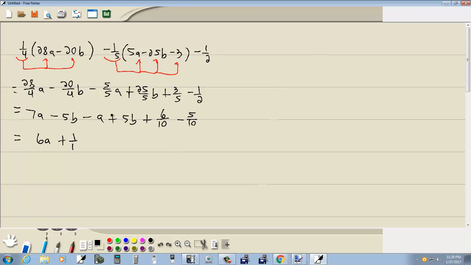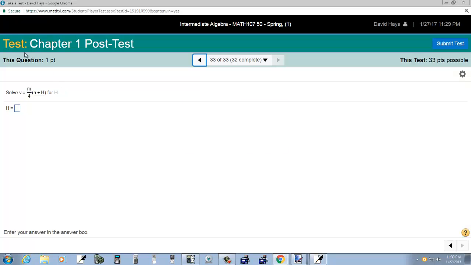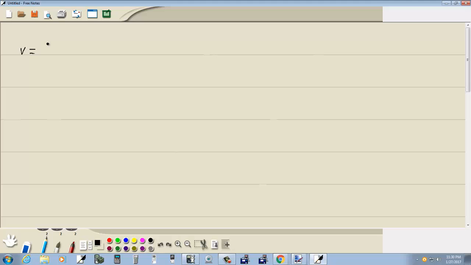Let me clear this off. Then we've got little v is equal to m over 4 times a plus big H. And we're solving that for big H. Okay, step 1. Get rid of parentheses. I do have parentheses. I'm going to take the m over 4 times a and times h. So little v is equal to am over 4 plus hm over 4.